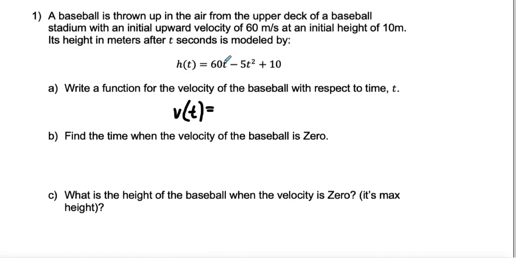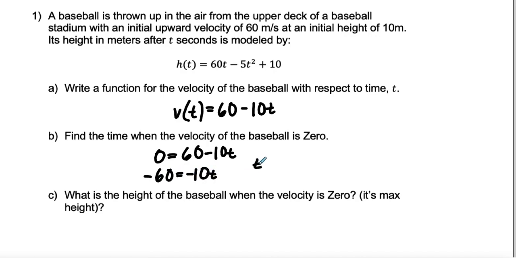Now, we can do that super easy here, right? We can just say, well, 60t becomes 60 minus 10t, and now I have that, right? Next, we'll find the time when the velocity of the baseball is 0. Well, we just need to set our derivative, or our velocity function, equal to 0. 60 minus 10t, well, that's pretty easy to do, right? We can see that if we divide both sides by negative 10, t equals 6, and we're talking seconds.